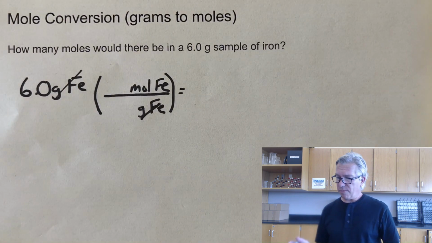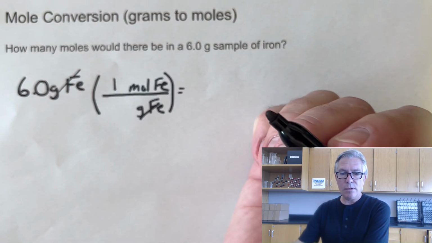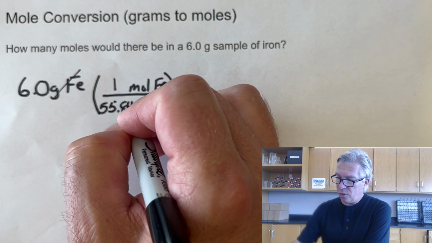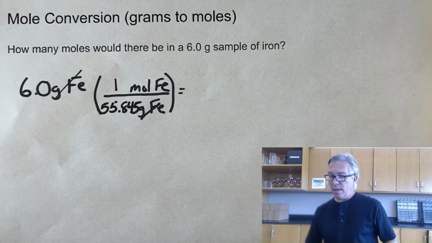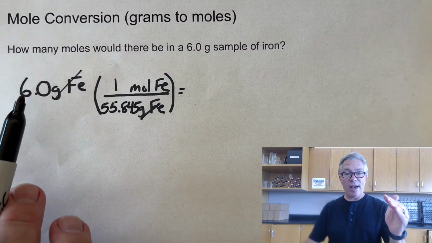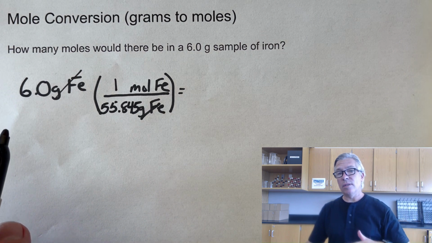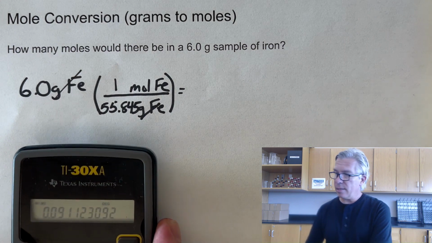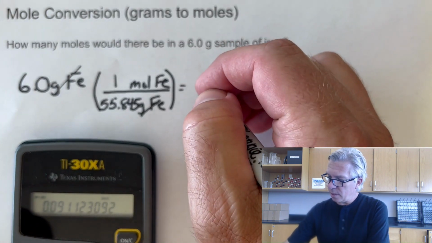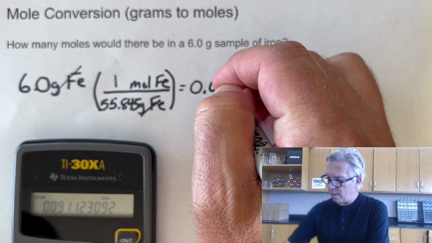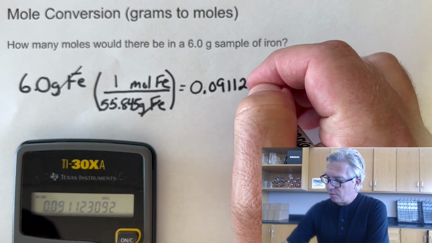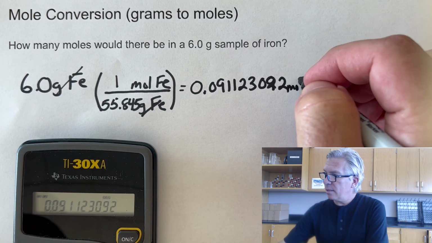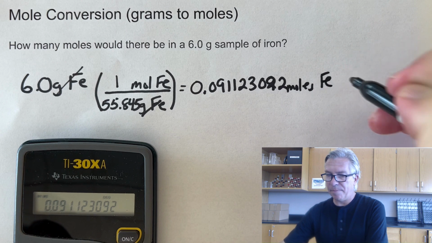Once you find them, you can say, okay, 1 mole of iron is going to weigh 55.845 grams. Should have given myself a little more room there. And then you end up dividing what you have by what the weight of an entire mole is. When I do this, I get a lengthy number. It comes out on my calculator as 0.091123092. And that's the number of moles of iron that I have.